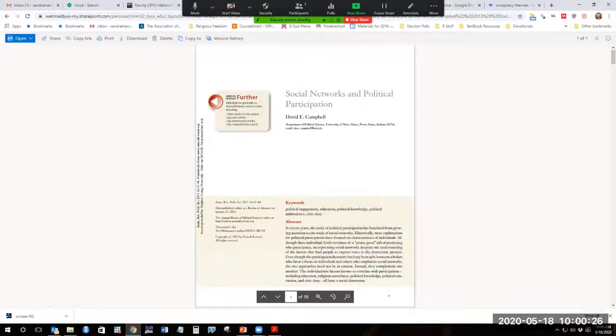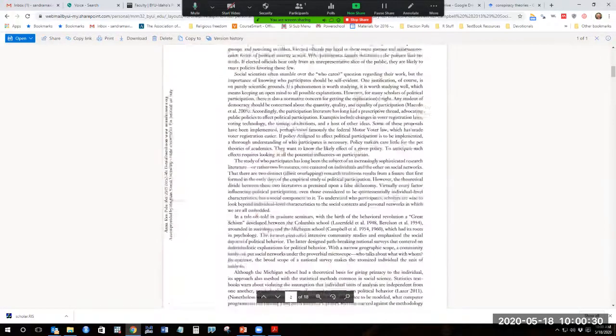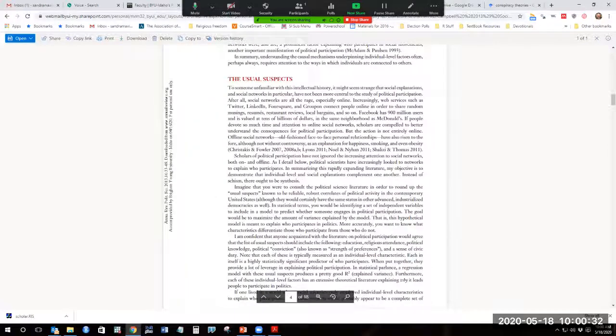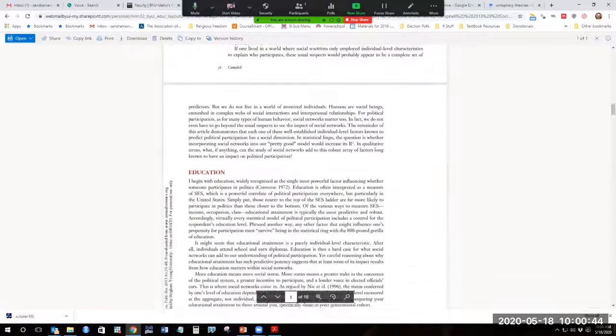Okay, David Campbell knows a lot about social networks. So let's say that I'm reading along and he says "the usual suspects," right? The usual suspects is a good place to begin talking about how social networks matter. And he sort of explains it for you, to some extent.